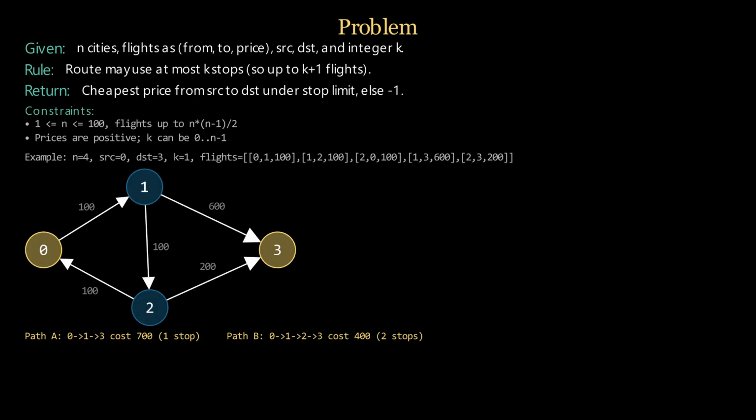Given n cities, flights as from, to, price, SRC, DST, and integer k, return the cheapest price from SRC to DST under the stop limit, else -1. One valid route is 0 to 1 to 3. It uses one stop, which matches k equals 1, and the total cost is 700. A cheaper path 0 to 1 to 2 to 3 costs 400, but it has 2 stops, so it violates the limit. So the cheapest valid price is 700.